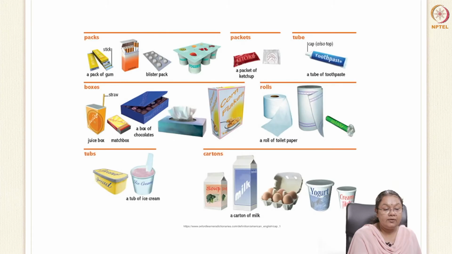Now, if you look at the figure here, we have different food products and different commodities, and based on the commodity, the packaging material needs to be chosen.